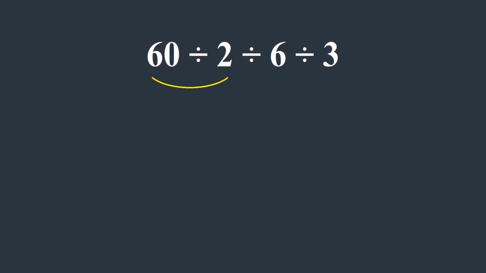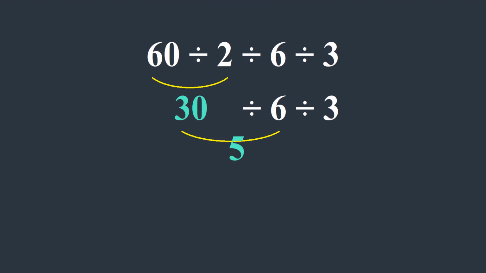60 divided by 2 gives us 30. So 30 divided by 6 divided by 3. And now we have to do this division. 30 divided by 6 is just 5. So 5 divided by 3 can be written as 5 over 3. This is our final answer to this problem.